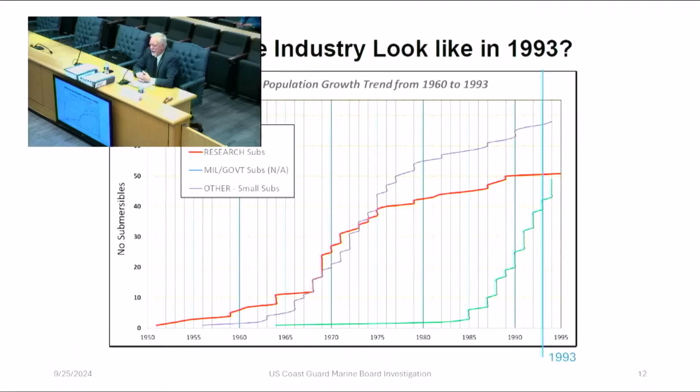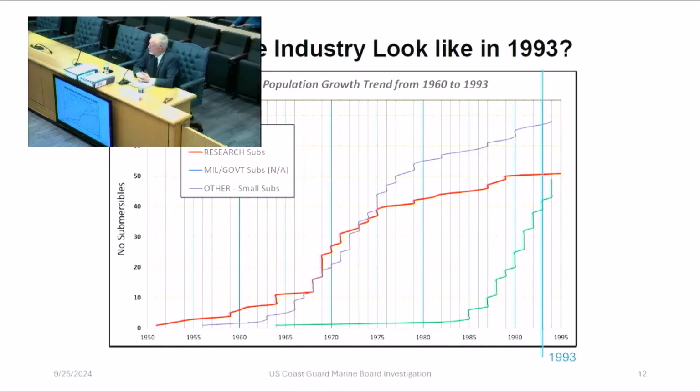By the late 90s, written in the introduction of the NVIC, it says, look, we are aware there's something happening over here. And this slide over here shows what the market looked like in 1993. In 1993, the market consisted mostly of research submersibles, military and government types, and a new emerging technology, which was large tourist subs. This graph over here shows how many subs were in operation by year.